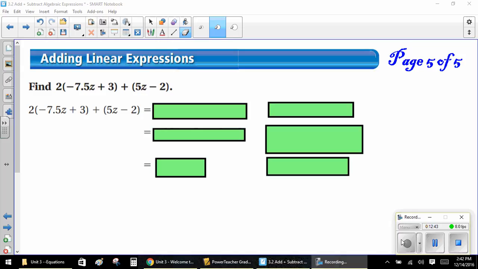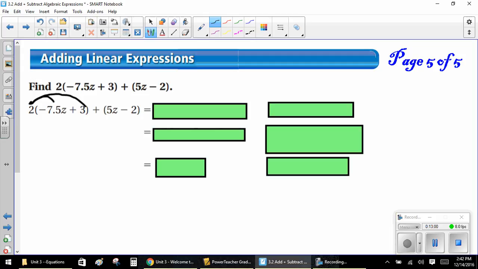Okay, so for this last example, we have an example where the distributive property needs to be used before we solve. So just a quick reminder, to distribute, we're going to take this outside number and multiply it to each of the inside numbers. So I want 2 times this amount, and I want 2 times that amount. Okay, once the parenthesis comes to an end, the distributive property is over. So the distributive property ends at the 3.